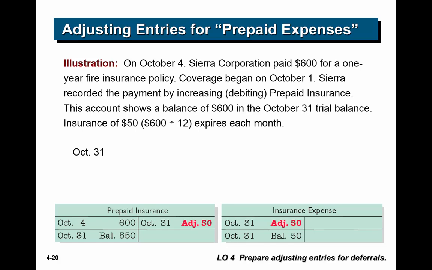So what they do is they take $600 for a full year's worth, divide it by 12, and that gives them a $50 monthly expiration or usage of the insurance. So the adjusting entry will be the asset prepaid insurance decreases by $50, and the expense, insurance expense, increases, or is debited $50. There's the adjusting entry.